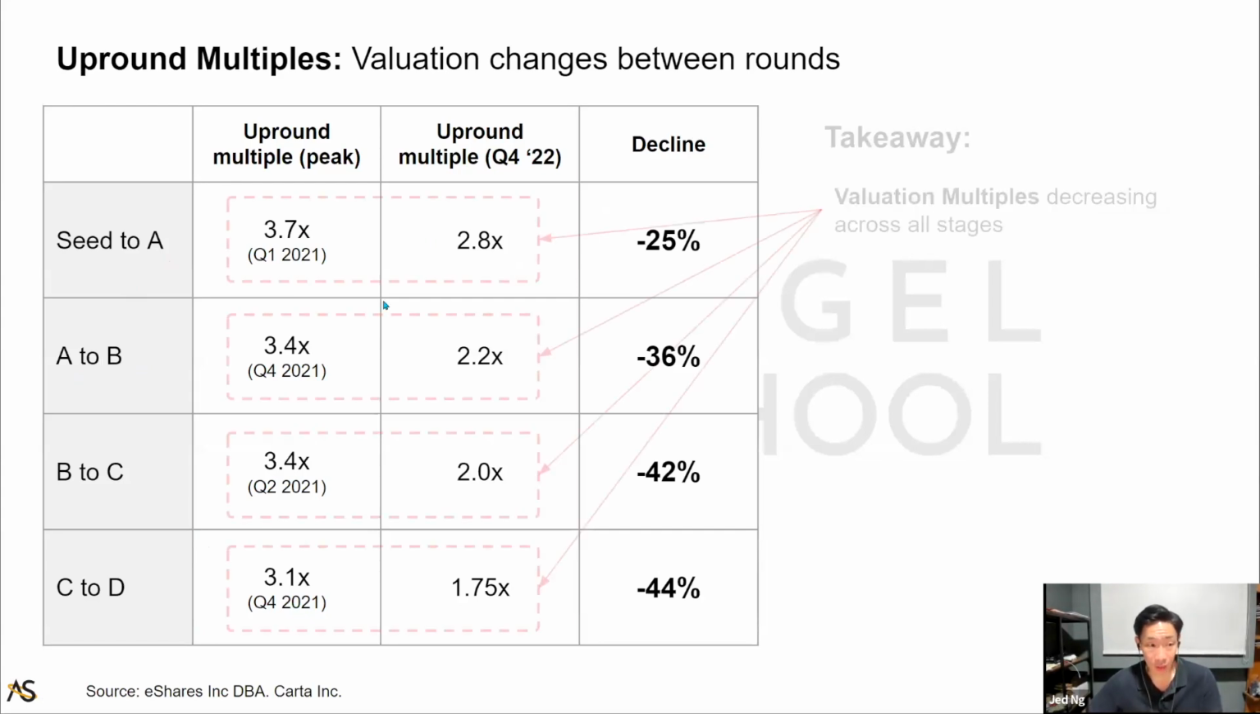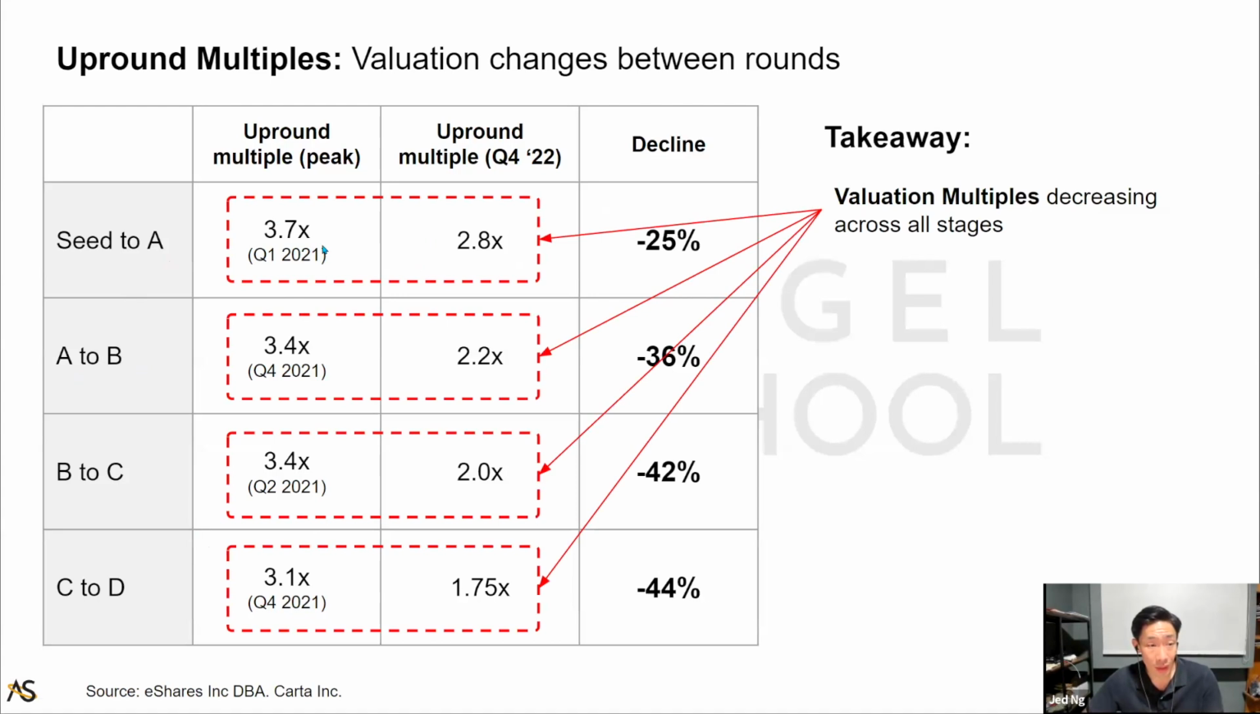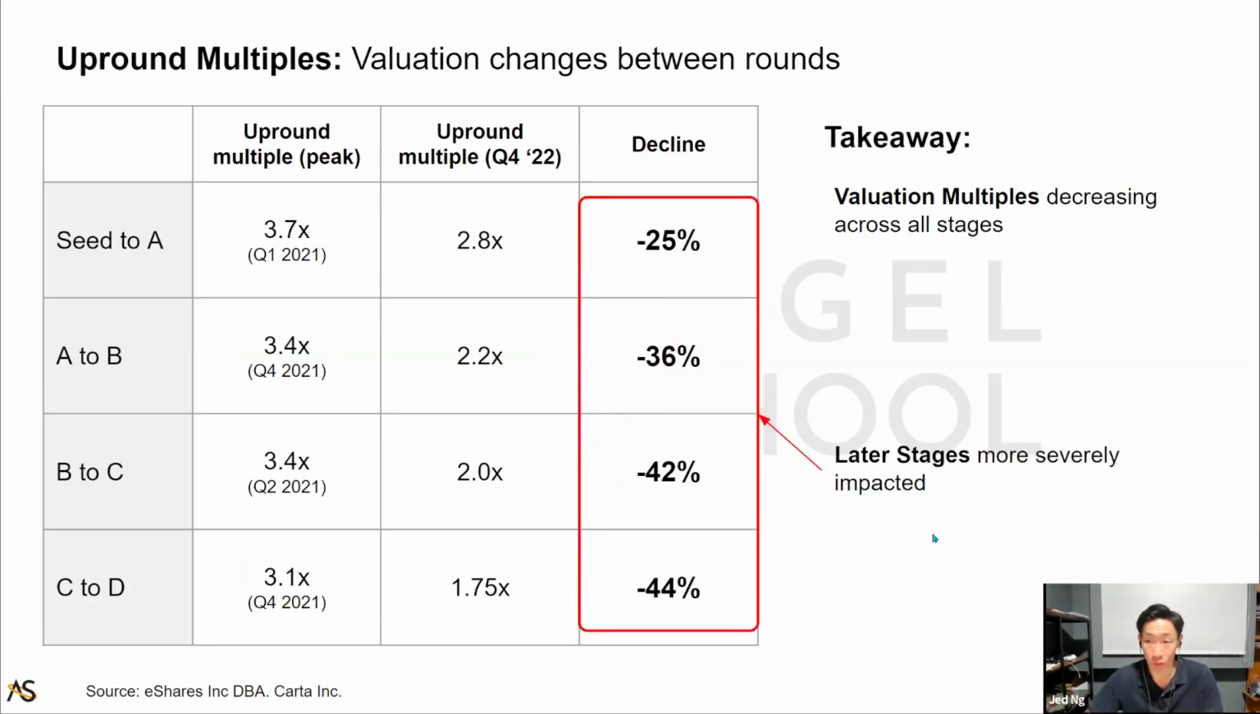So you can see here that from seed to Series A, the peak up round multiple was 3.7x, and that happened in Q1 of 2021. By Q4 of 2022, the up round multiple for seed to A went down to 2.8x. And similarly, we see a decline from A to B, B to C, C to D. So the takeaway here is that valuation multiple increases have declined across all stages, and very clearly, the later stages are much more severely impacted.